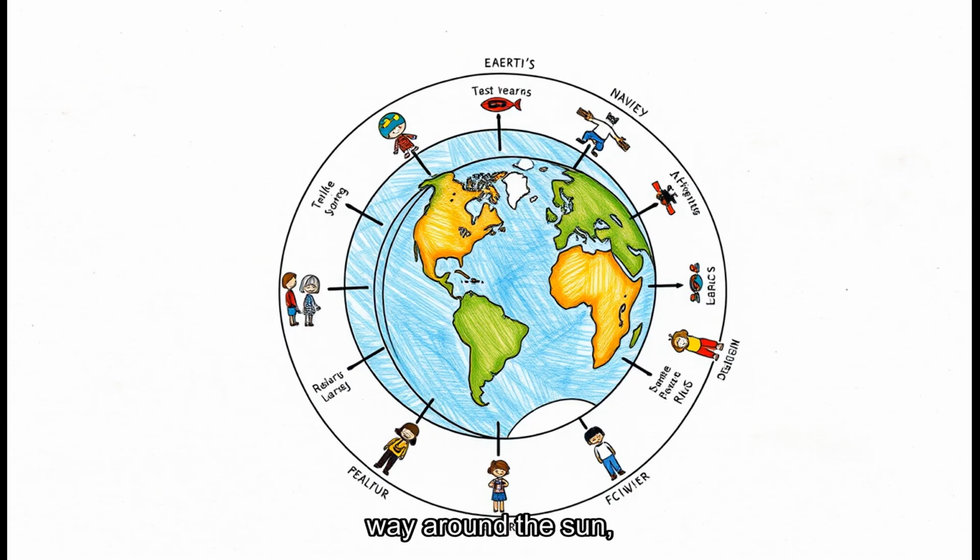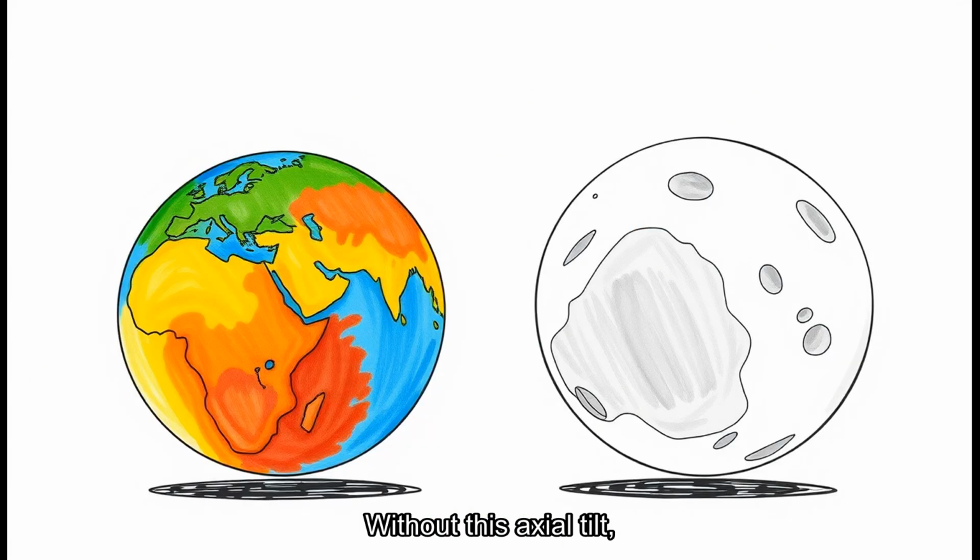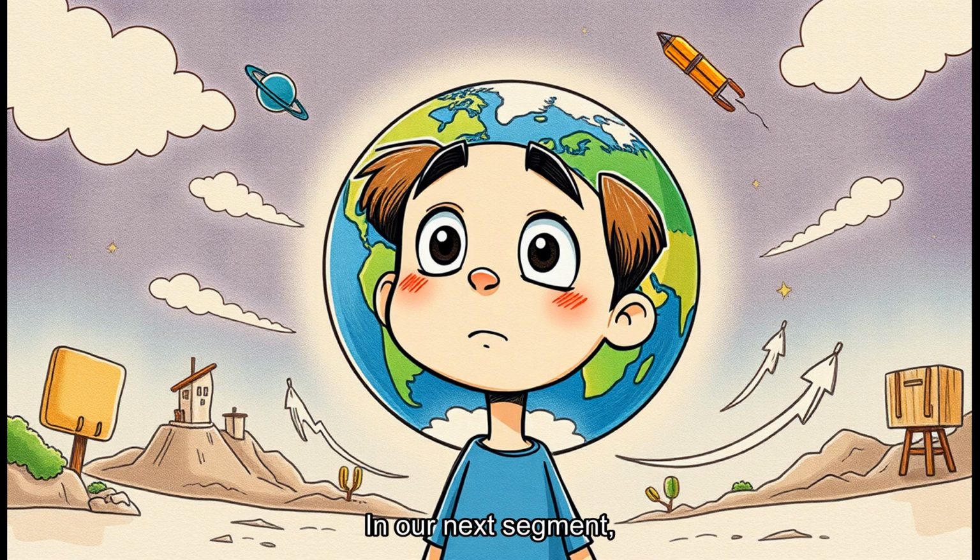As Earth makes its way around the sun, this axial tilt causes the seasons to change, bringing variety to our lives. With 4 distinct seasons, plants and animals adapt and thrive in ways that keep our ecosystems balanced. Isn't that amazing? Without this axial tilt, Earth would experience far less variation in climate and weather, impacting life as we know it. In our next segment, we'll explore what life on Earth might be like if our planet had no axial tilt at all.